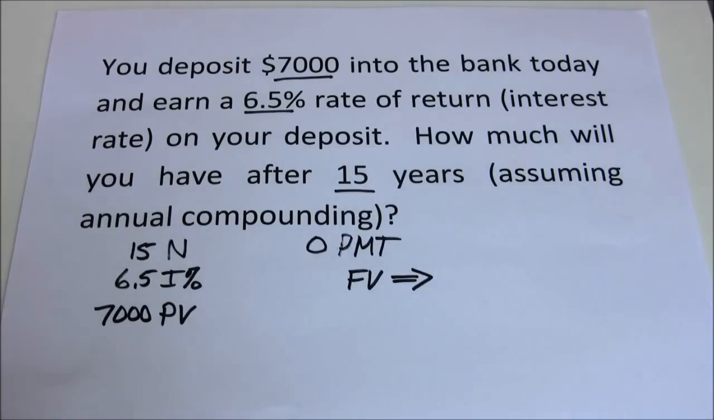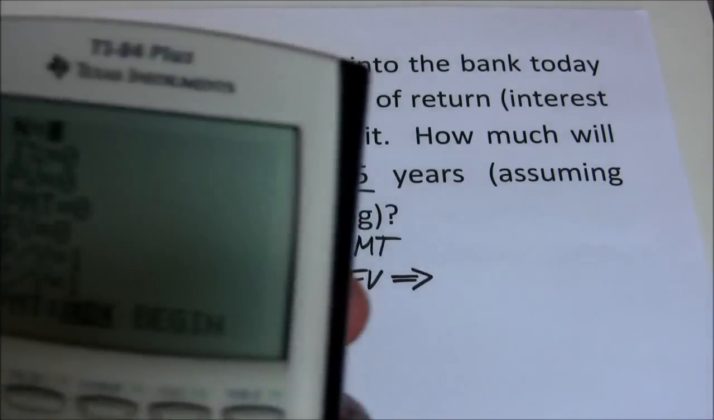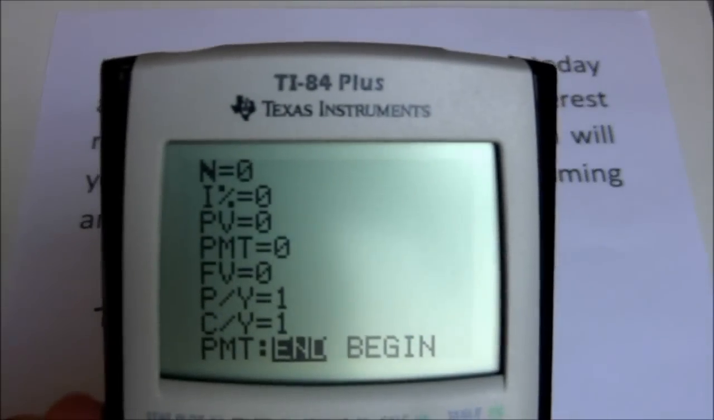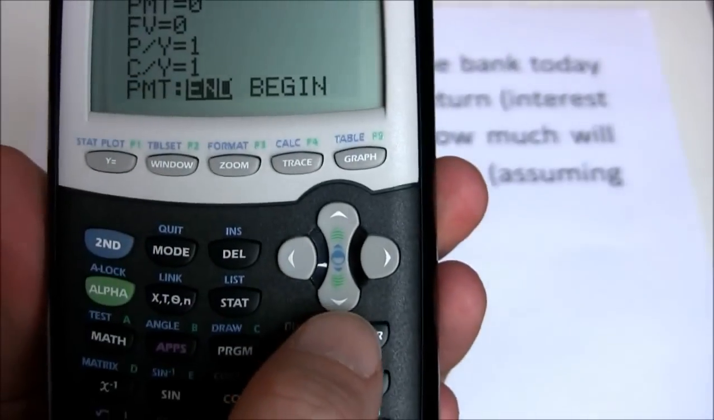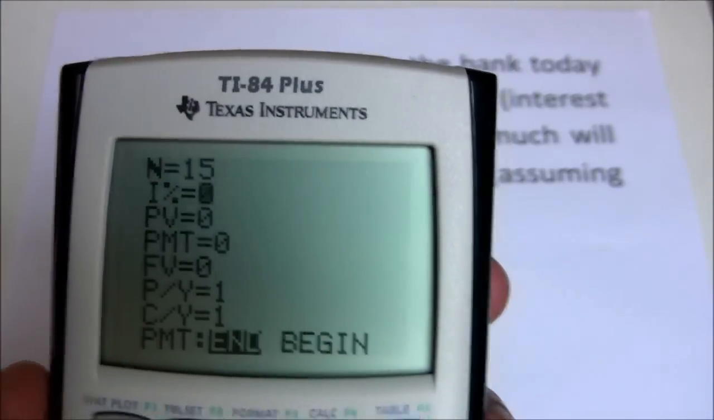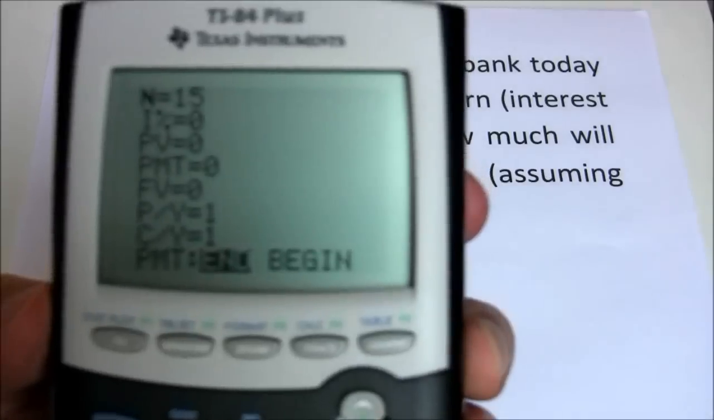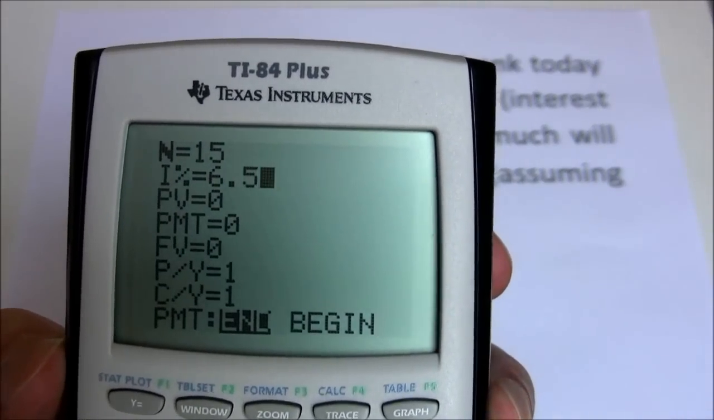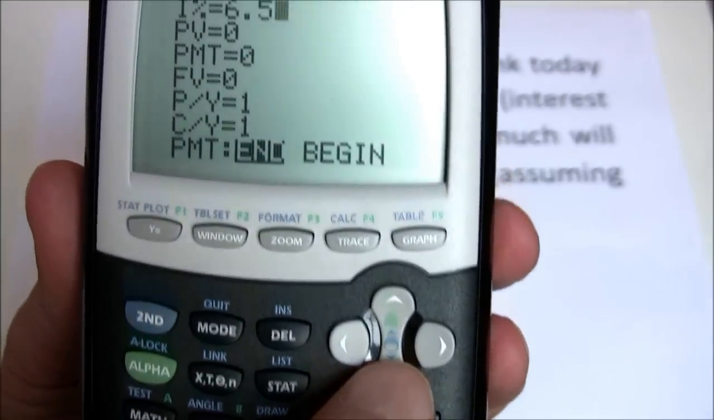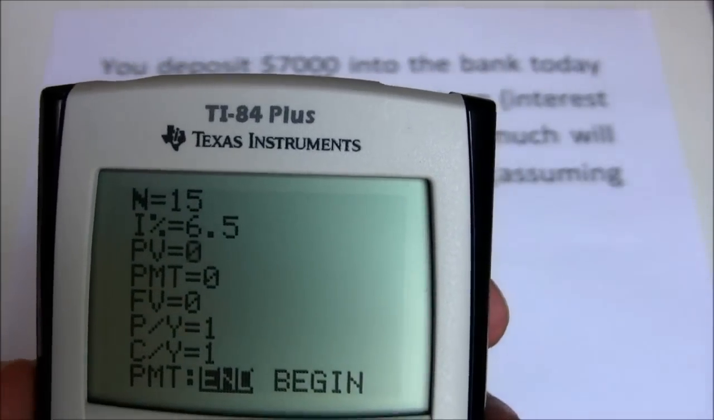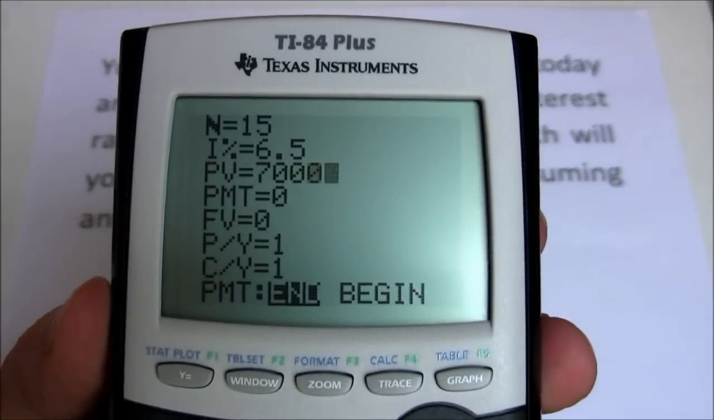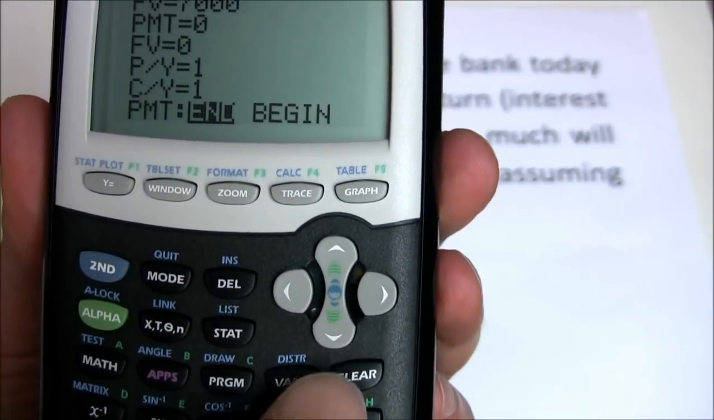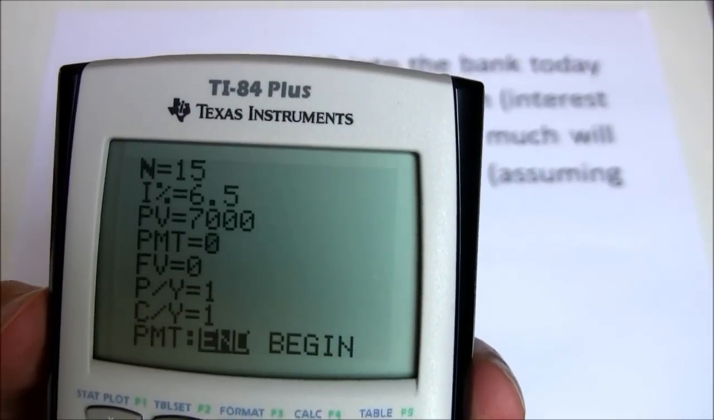Now let's look at putting that into our financial calculator. Right now our cursor is on the N there. We want that to be 15. So we just press 15 on our calculator and then use that directional pad to go down. Now we're at the interest. That should be 6.5. So let's put that in. And then again use the directional pad. Go down to present value. That should be 7,000. So put in 7,000. Again, directional pad, down, and now our payment.